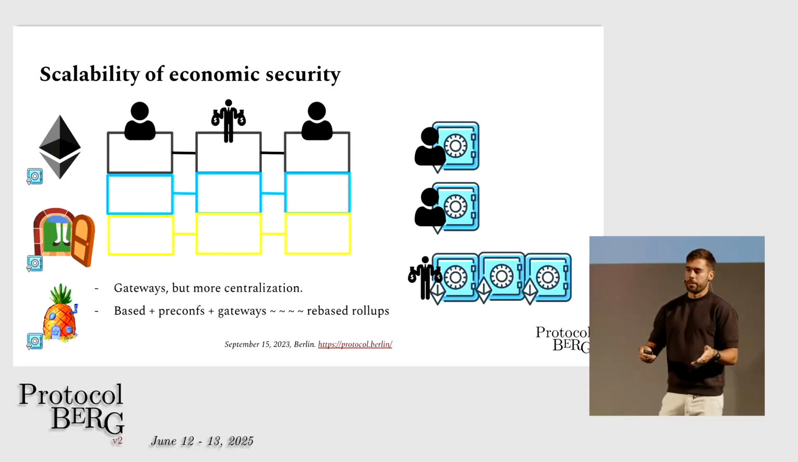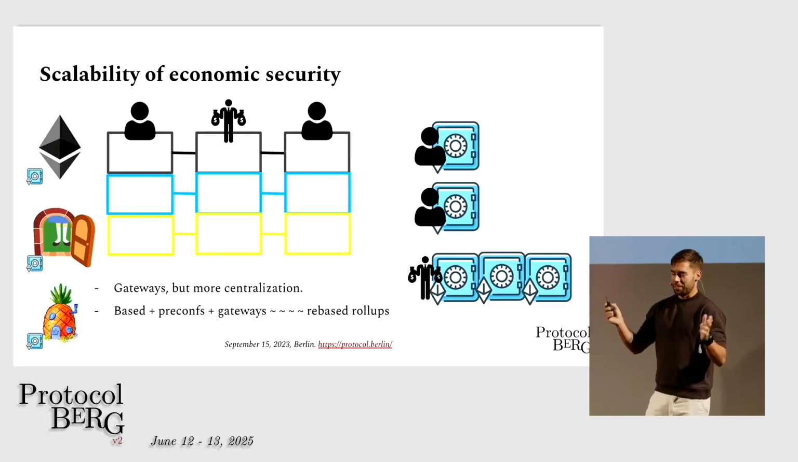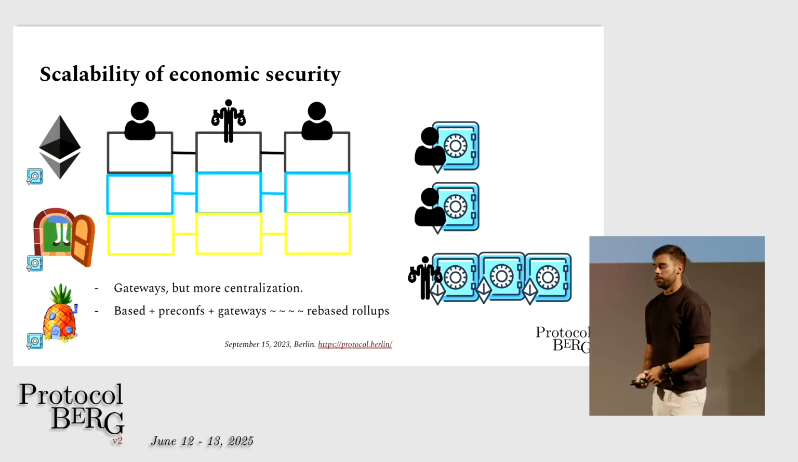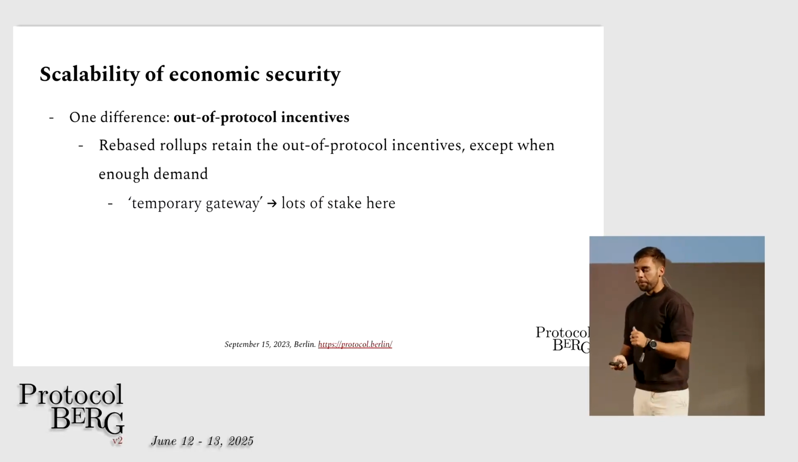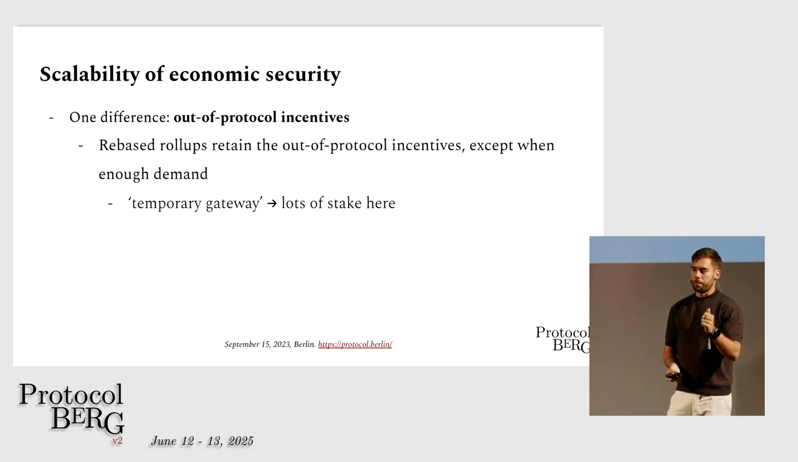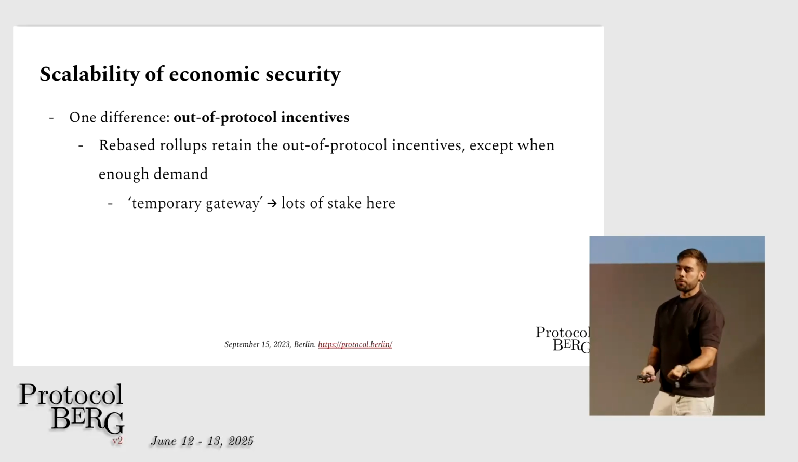So eventually you could even have just a bunch of gateways that are constantly buying block space, but they can provide the economic security needed for this kind of situation where there's one proposer proposing for one shared sequencer for many rollups. But there's one thing that you lose if you become based, even with gateways, which is out-of-protocol incentives.